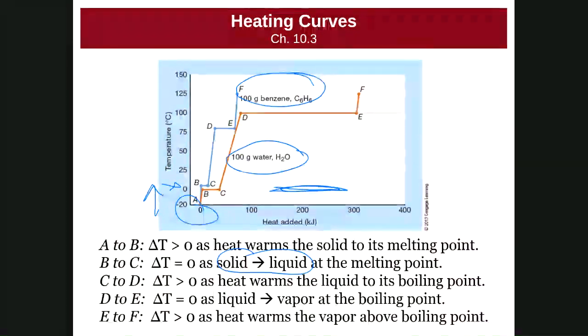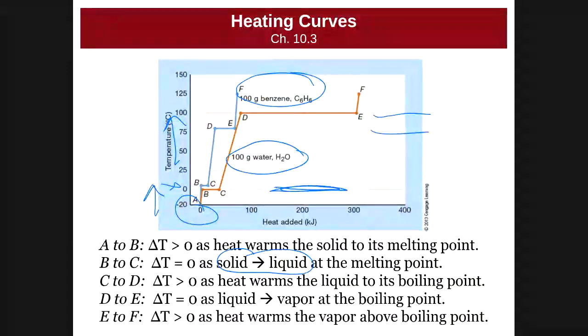So going from C to D, we see our temperature increase again. We're going back up, we see an increase in the y-axis as well as the x-axis. So temperature is increasing and the heat is being supplied. So we are warming the liquid to the boiling point. That boiling point is what we hit at D.